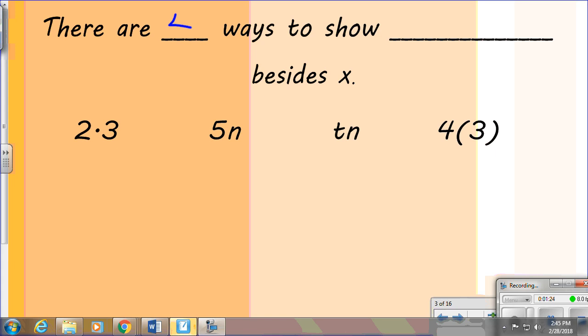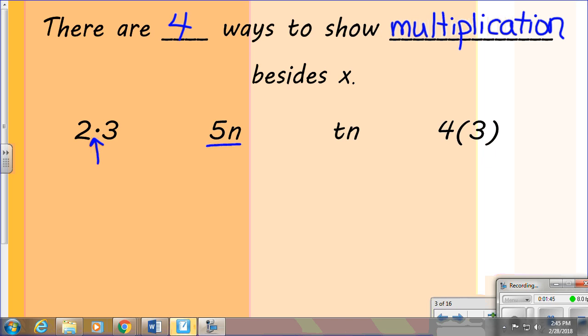There are 4 ways to show multiplication. Besides using an X, we could use a dot that is halfway up between the numbers. We could use a variable sitting right next to a number. We could have 2 variables sitting next to each other. Or we could have a number next to a set of parentheses. All of these mean multiplication.